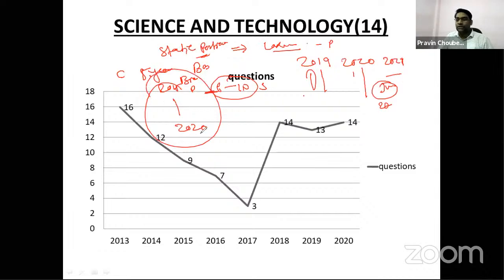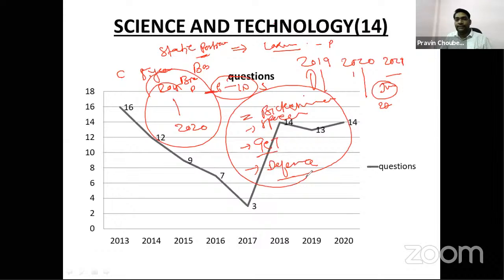आप 2015 से 2020 तक सारे जो साइंस एंड टेक्नोलॉजी क्वेश्चन है, especially the areas called biotechnology, space technology, information and communication technology, okay, ICT, and your defense technology. So you have to cover all these areas, and the best way is seeing the past year question papers.